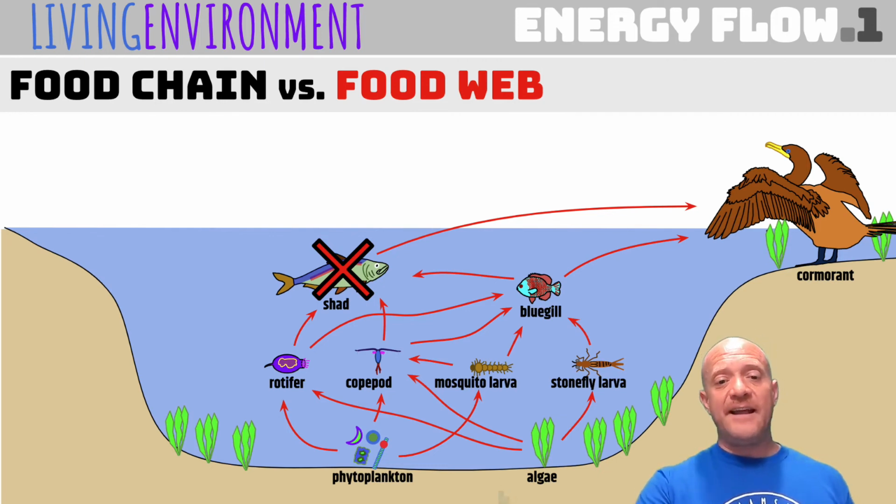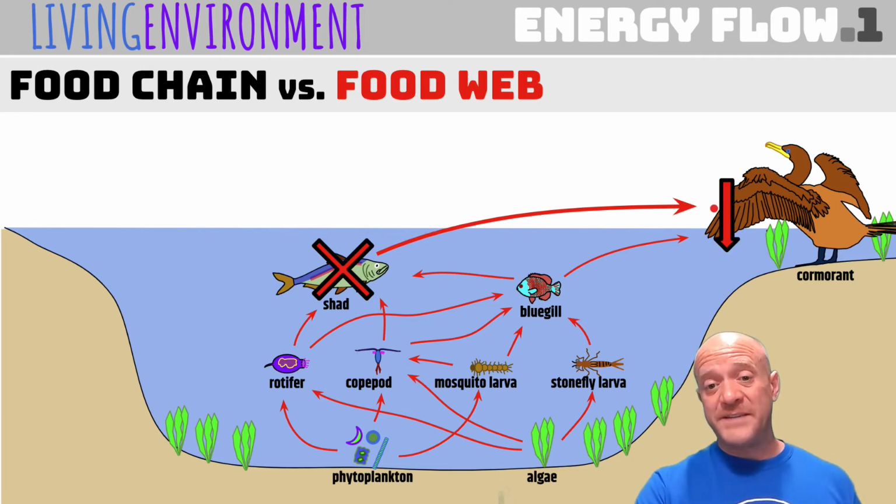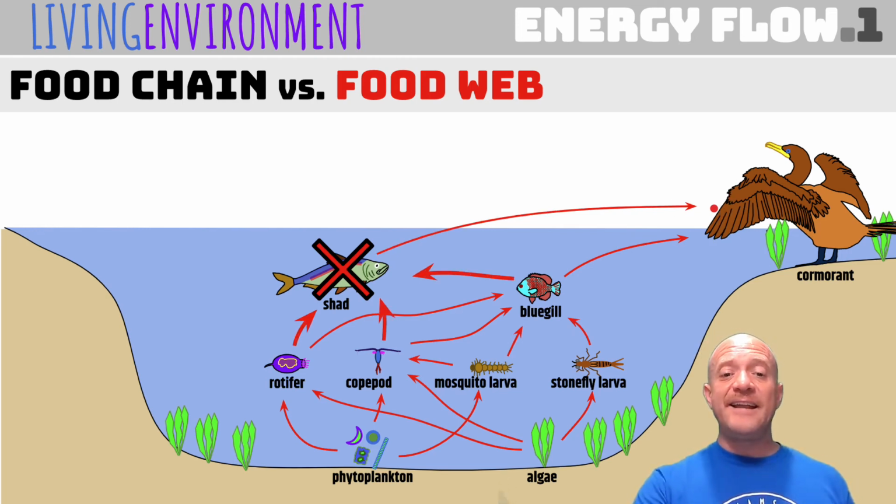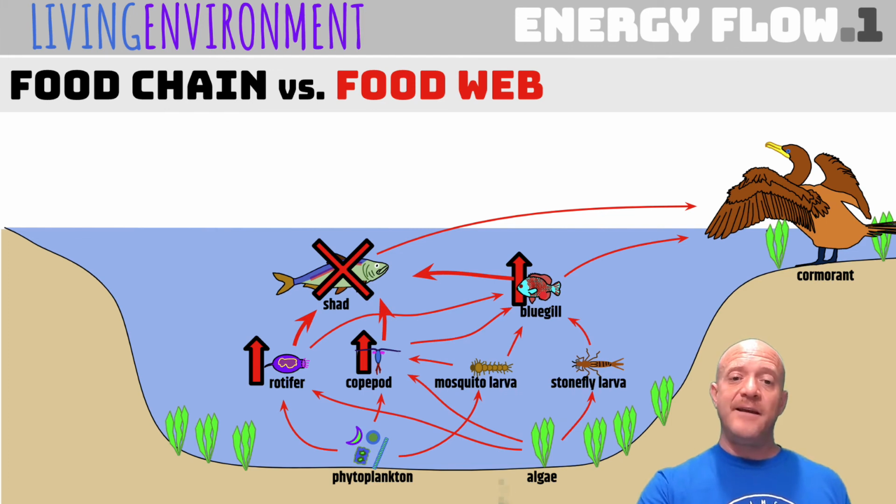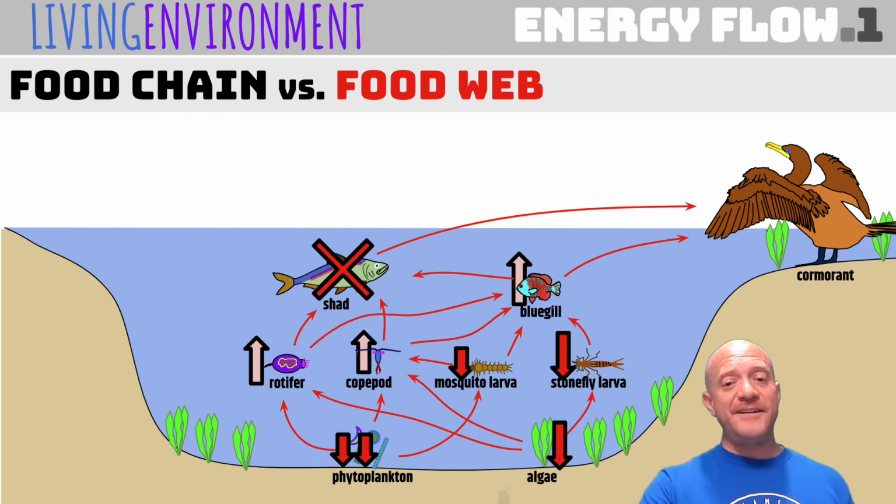Now, a single food chain will definitely be disrupted, but it will also tell you how other organisms will respond. So anything that eats the shad, like the cormorant, the population would go down because it would be reduced in a food source. Now, anything that is eaten by the shad, their populations would increase. For example, there is no predator to be feasting on the rotifers, the copepods, and the bluegills, so their populations would increase. But then as their populations increase, you're going to have populations under them decreasing.